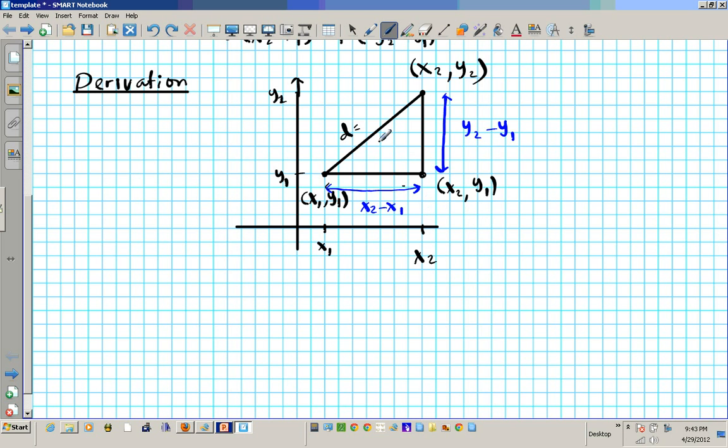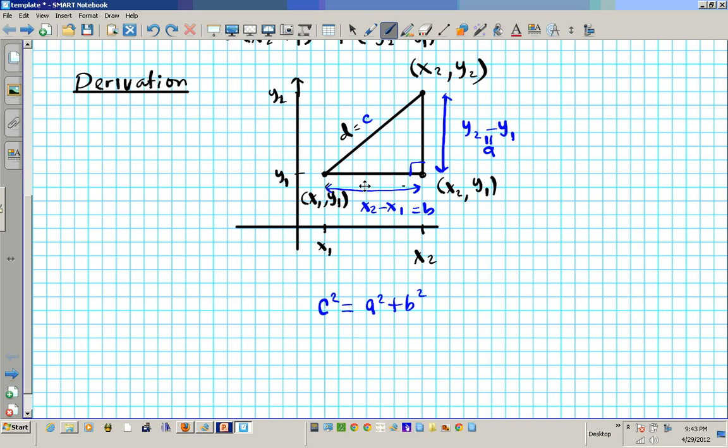So what formula can I use to compute this length right here? I can use the Pythagorean theorem, right? So I can call this side A and call this side B. It doesn't really matter which you call which. And then this side right here is going to be C. The legs of the right triangle are A and B, and the hypotenuse is C. So what does the Pythagorean theorem tell me? It tells me that C squared is equal to A squared plus B squared.